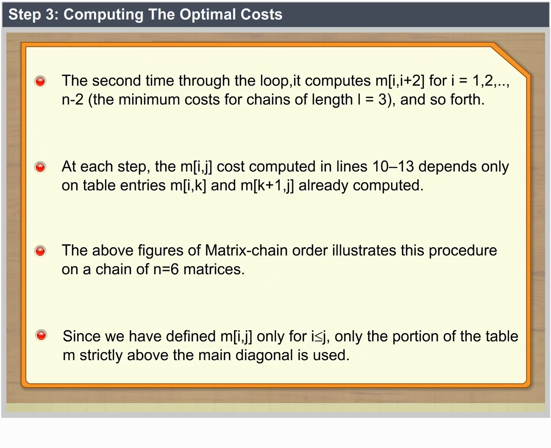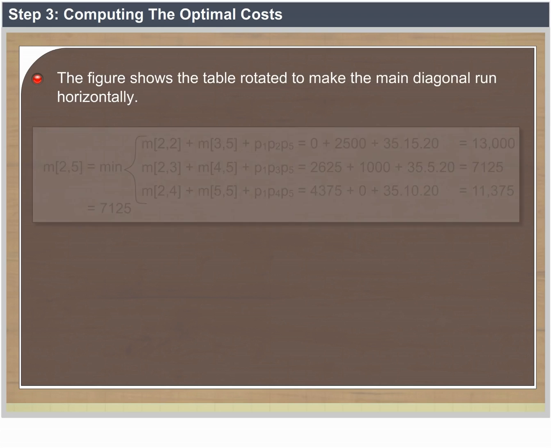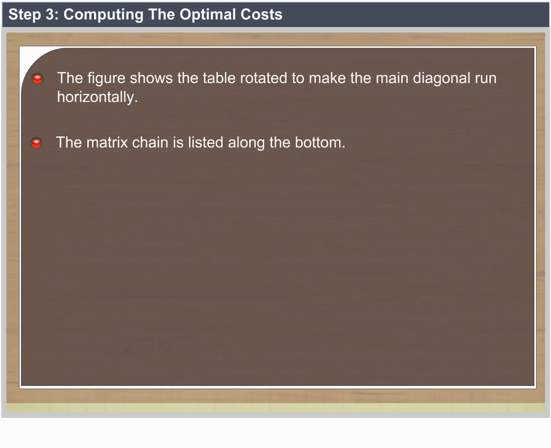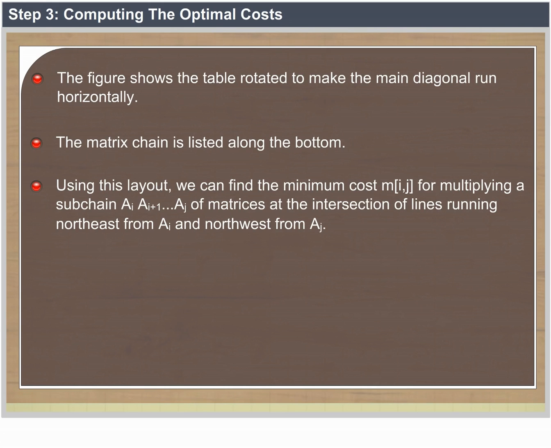This figure shows the table rotated to make the main diagonal run horizontally. The matrix chain is listed along the bottom. Using this layout, we can find the minimum cost m[i, j] for multiplying a subchain A_{i+1} up to A_j of matrices at the intersection of lines running northeast from A_i and northwest from A_j.